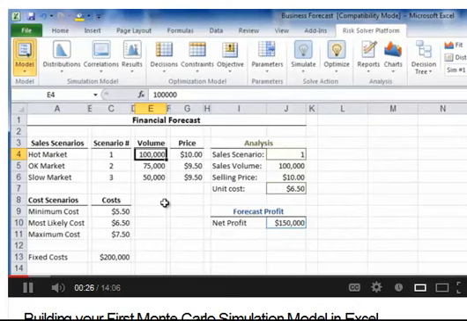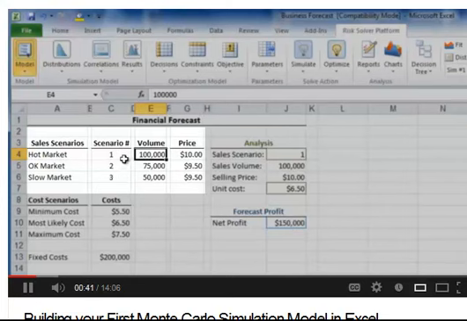As with any forecast, there's uncertainty. So the first thing we do is we go to sales to understand their perspective on revenue. And based on uncertainty around the economy, they think that there are three potential sales scenarios. There's a hot market, an okay market, and a slow market. If the market's hot, they think they can sell about 100,000 units at $10 a unit. If it's just okay, it'll be 75,000 units at $9.50. If it's slow, it's 50,000 units at $9.50.